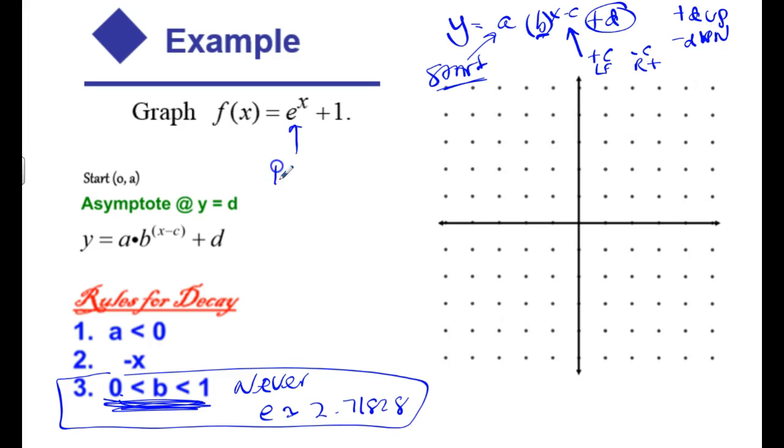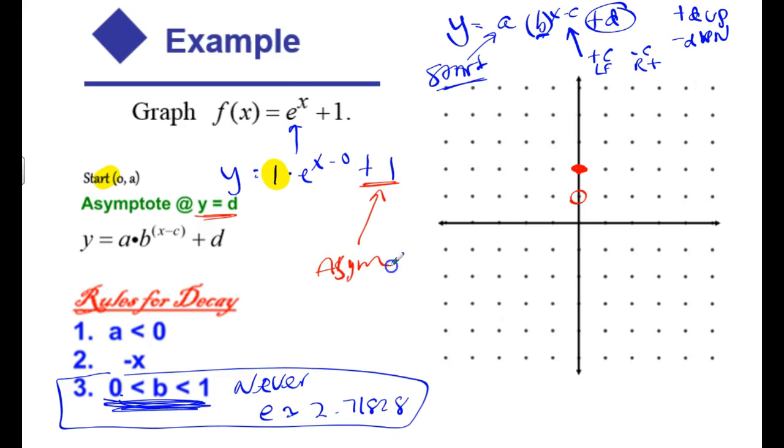So for this one, this is really 1 times e to the x minus 0 plus 1 if I were to put it into the standard form. So when it says the start value is a, a is not the e, a is the number out in front, so I'd put an open dot there. This says move up 1, so there's a starting point. Remember the asymptote is always at y equals d.